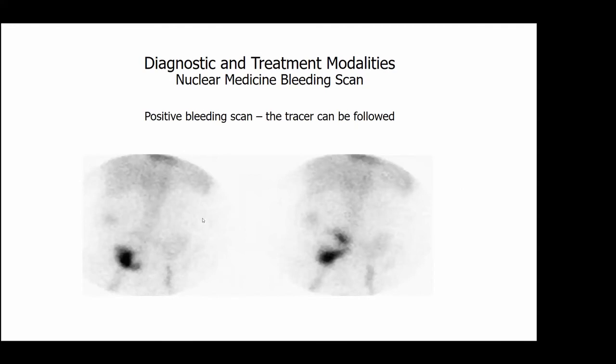This is an example of a positive bleeding scan here in the right lower quadrant, and you know it's a true positive because as time goes by, you can see that the tracer is traveling down the colon.